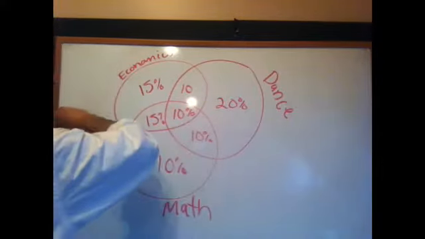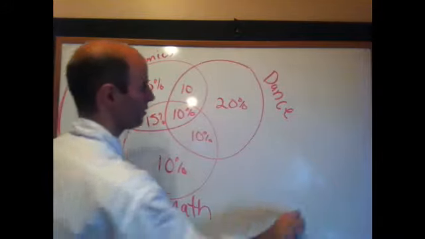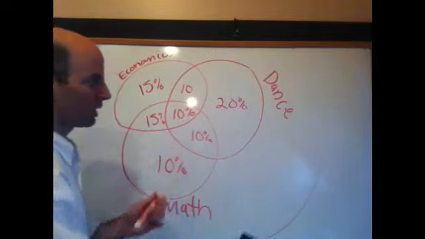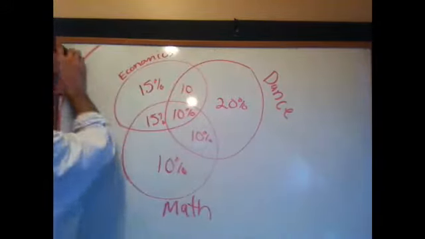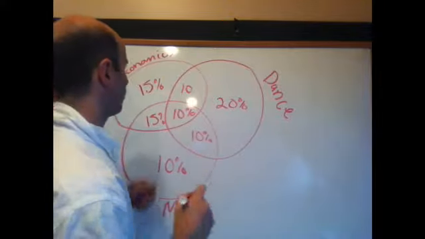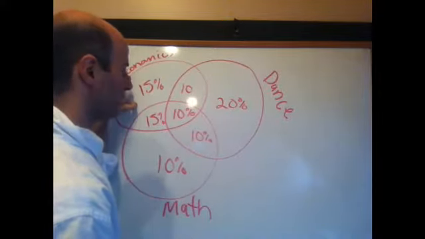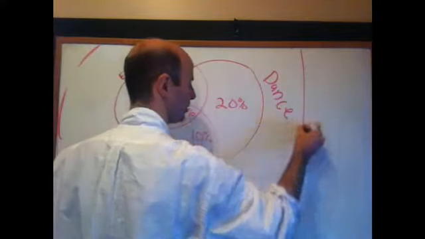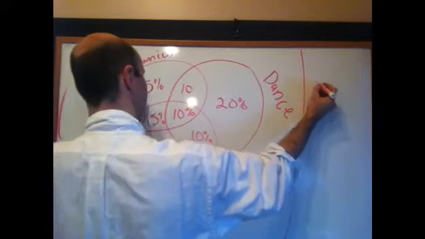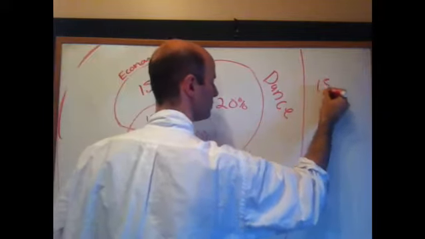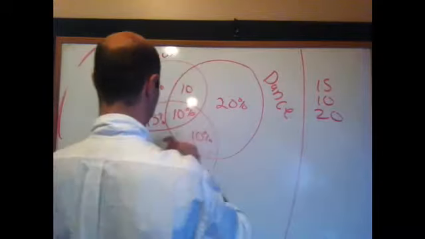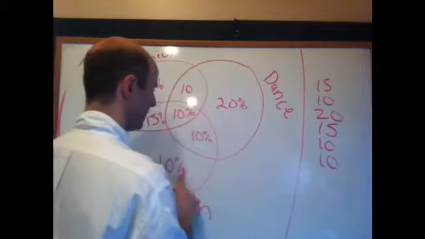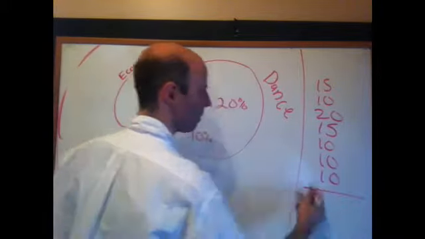Now, there's all these other classes out there, so I don't want you to think this is equal to 100%. There's still a whole bunch of other classes that are offered. But let's just look at this snippet. If we add up all our percents here, thinking about who took just economics, who took economics and dance, and who took just dance, and we start adding up all these percents, let's see, we have 15, 10, and 20, 15, 10, 10, and 10 right here. And we add up all those percents.